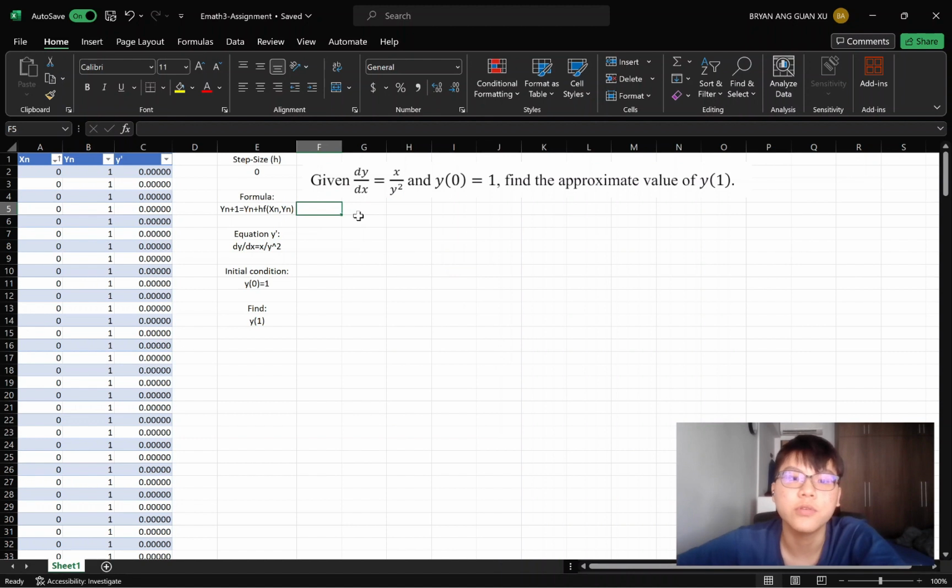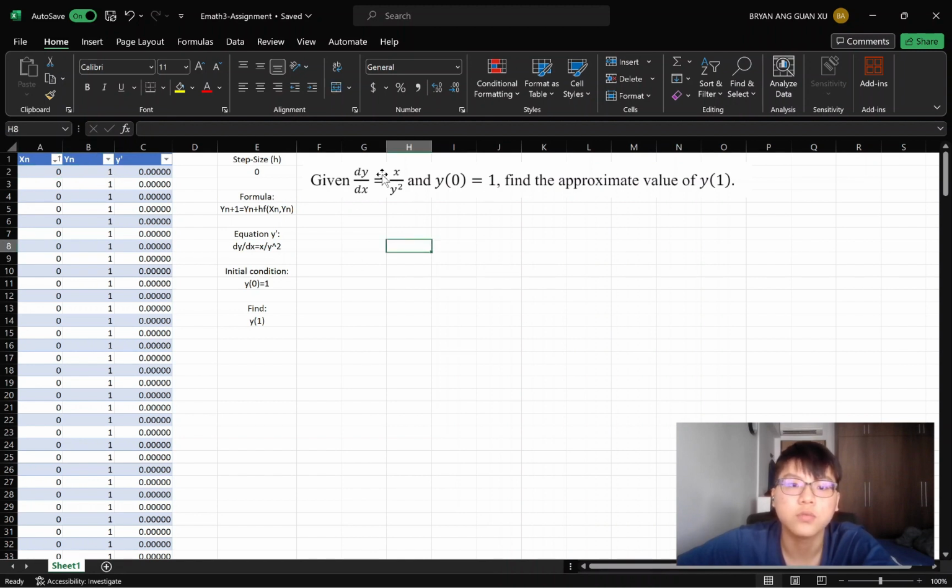For this next part, we'll be using an Excel spreadsheet to help us do the calculations, as the calculation can get quite tedious over time. Over here, you can see the formula for Euler's method and the equation we're working with. What this means over here is our initial condition. When x equals 0, y will equal 1, as we have set over here.